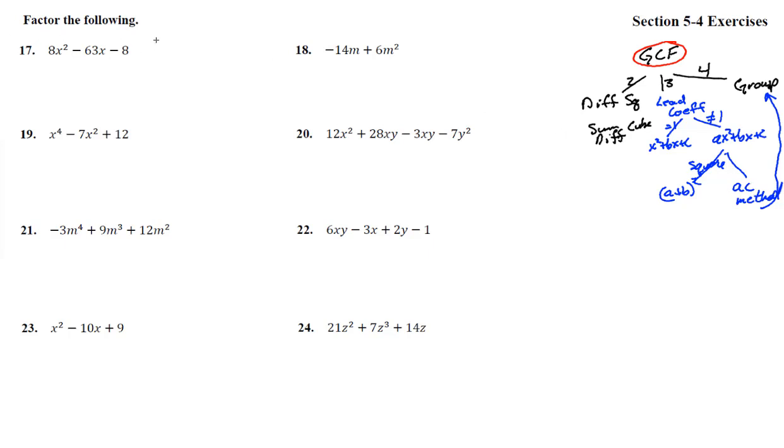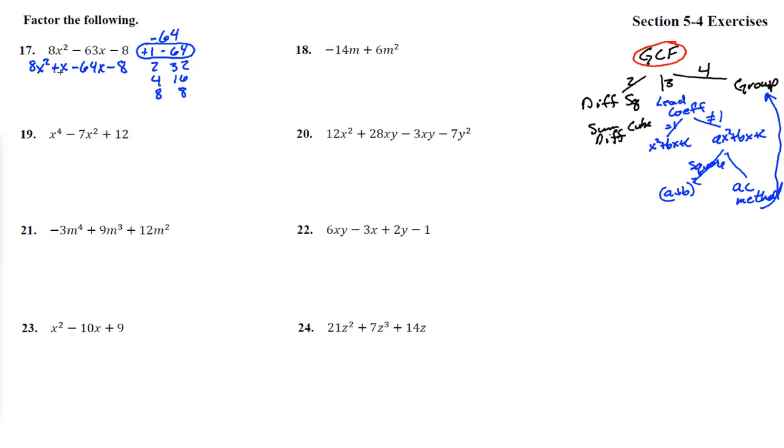A times C is a negative 64. Now we got to find out what adds to a negative 63. So 1 and 64, 2 and 32, 4 and 16, 8 and 8. And you guys probably saw it at the very beginning. Yeah, a negative 64 and a plus 1. That is exactly what we need to split that up. So let's split that guy up, and we now have 8x squared plus 1x minus 64x minus 8.